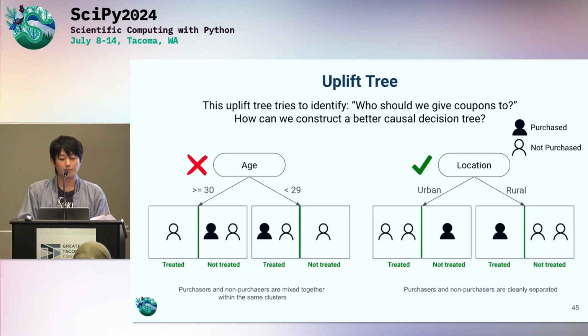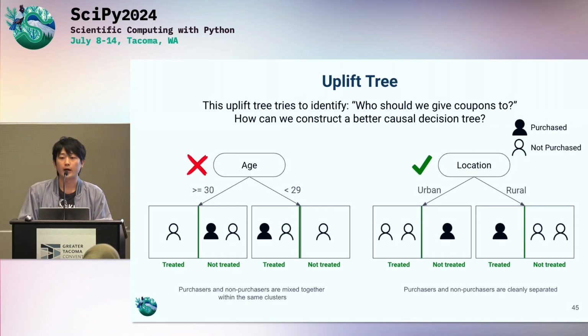Based on this concept, the uplift tree is an advanced version of this one. In this case, we consider the treated group and the non-treated group separately. Here you can see two uplift trees: the left one is based on age, and the right one is based on location. And again, the right tree provides a better split.